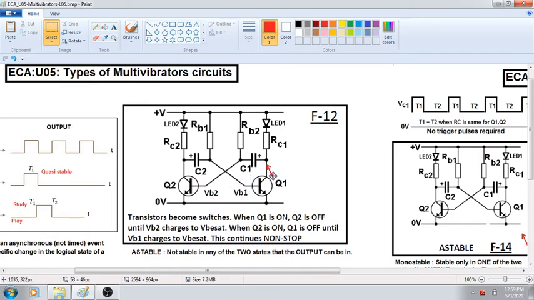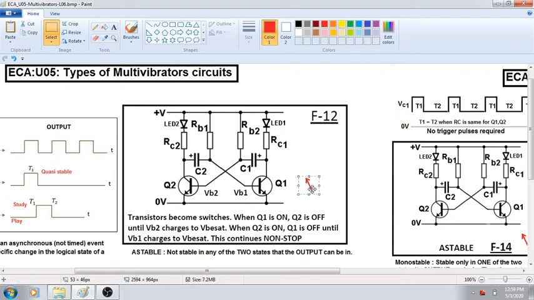We should know how to draw the waveforms in phase. That means what is happening at T0 at the Q1 collector, and at the same time what is happening at VB1, what is happening at VB2, what is happening at Q2. We should be able to plot the waveforms. So that will be a separate study about astable multivibrator.